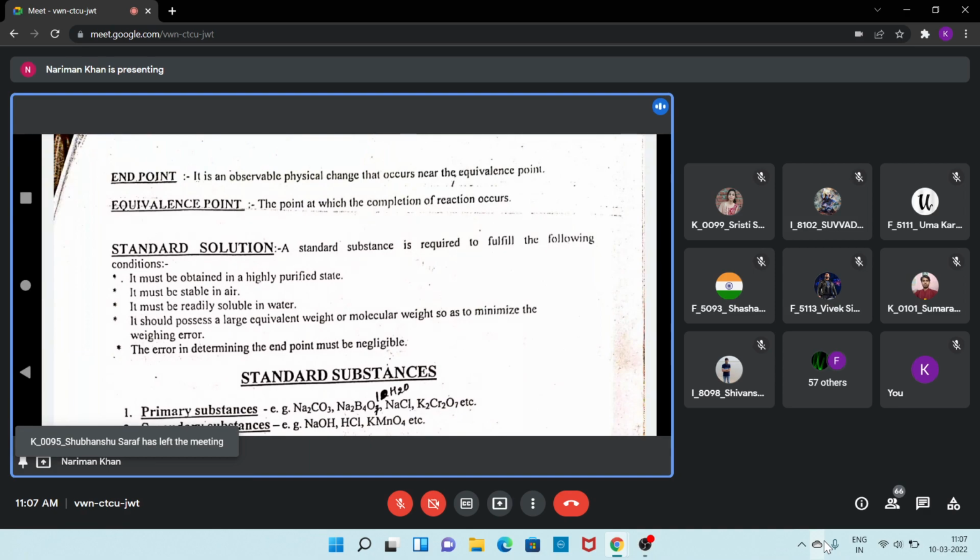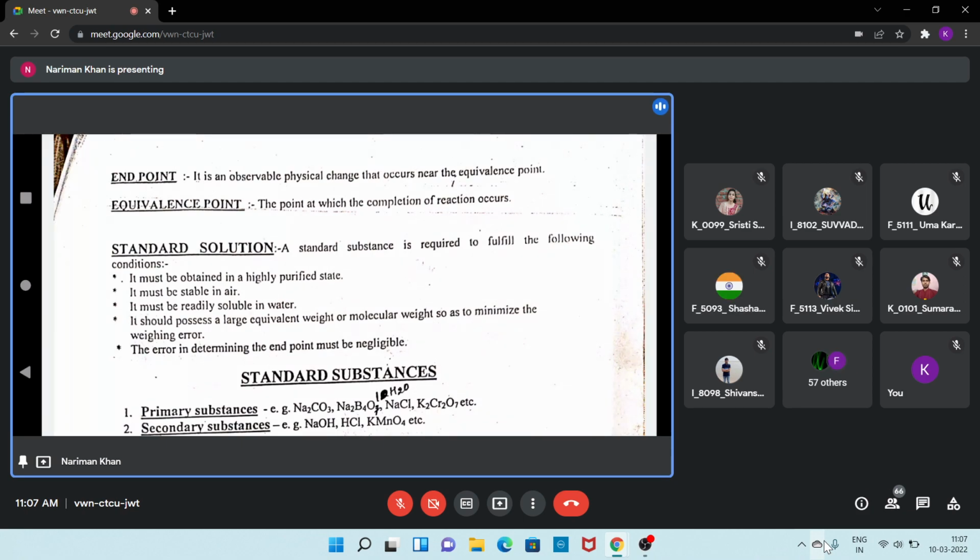error, because if the substance is a low molecular weight substance, then what will happen? It will stick to the Petri plate in which we have weighed. It will stick during transfer into the flask also. There are chances that it may stick to the walls of the flask. So there are chances of error, and even a small amount will produce a large error. So generally for standard solution preparation, we prefer equivalent weight and molecular weight to be high. Then the error in determining the endpoint must be negligible.